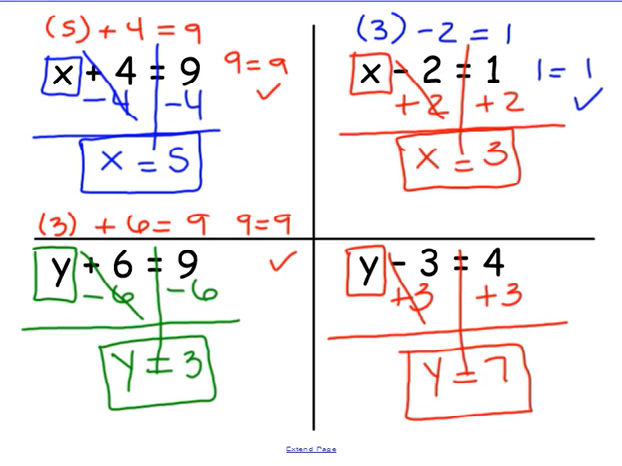But I always want you to check. So 7 minus 3 equals 4. Well, 7 minus 3 is 4 equals 4. It checks out. We're good to go.